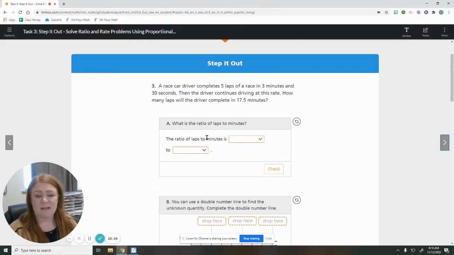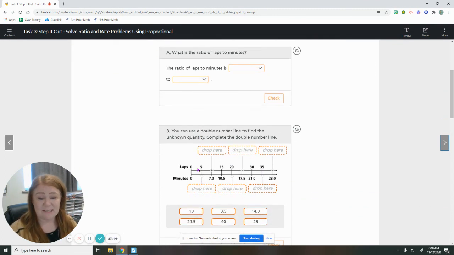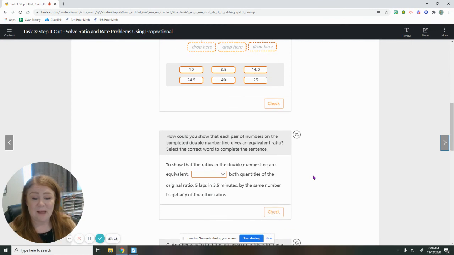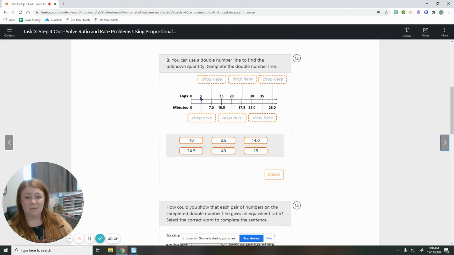So our ratio of laps to minutes, so we know we have 5 laps to 3.5 minutes. Then see if you can fill out this number line doing the same thing to the top and the bottom each time there. And then complete the double number line and tell us how each pair is equivalent. So how do you know that every time we moved over that they were equal to 5 and 3.5?